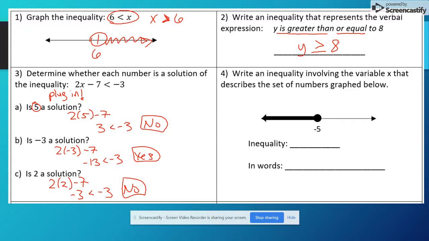Number 4, write an inequality involving the variable x for this.